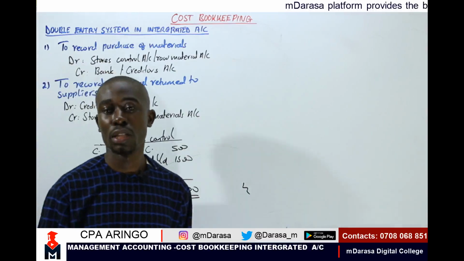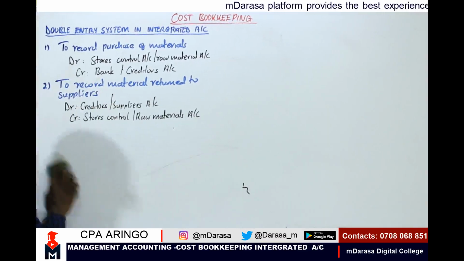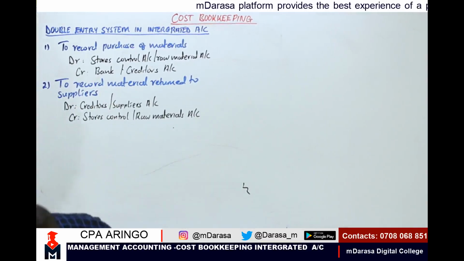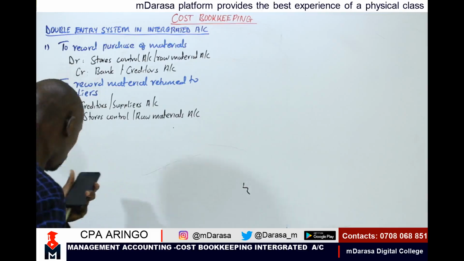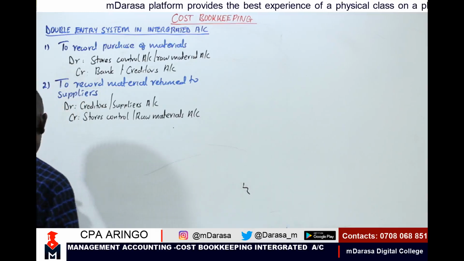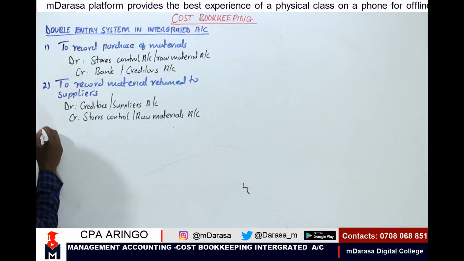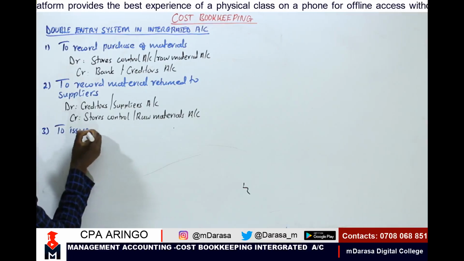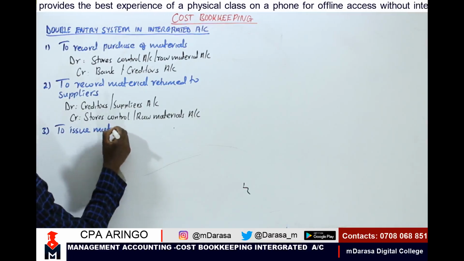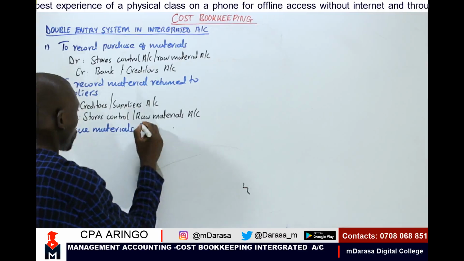After we've noted that one, that should take us to number 3, the bookkeeping entry that we should always have. Number 3, we are going to talk of how to issue materials to production.